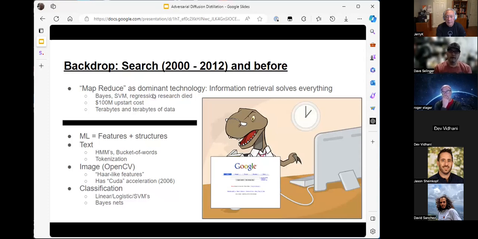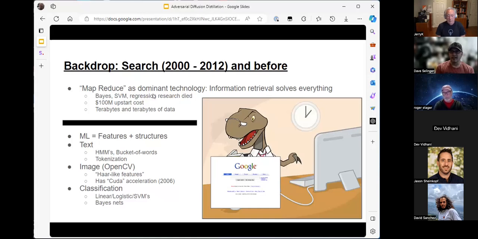Text lay dormant, right? We had HMMs, bag of words, tokenization, features. Almost everything that was happening in ML proper was dormant for this entire period. We had, again, in image classification and detection, the state of the art in 2010 was all in OpenCV. It was open sourced, it was fast, it was easy.